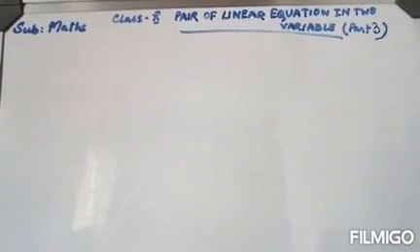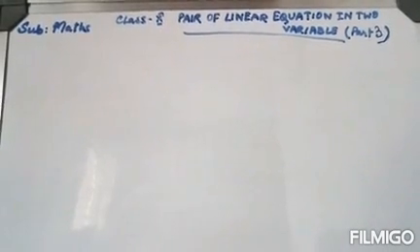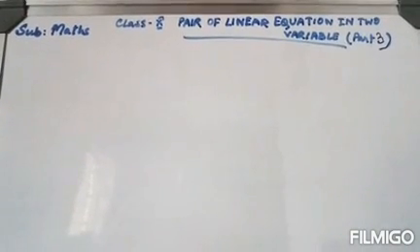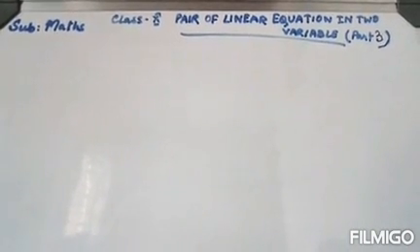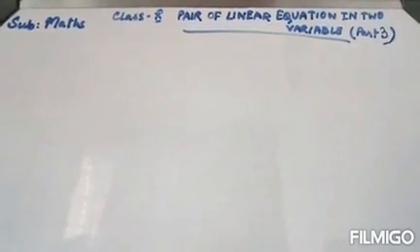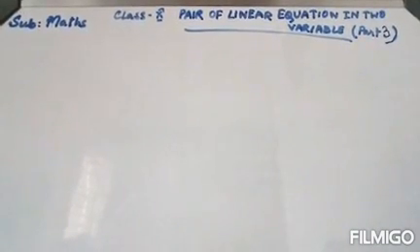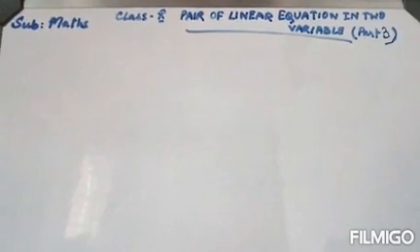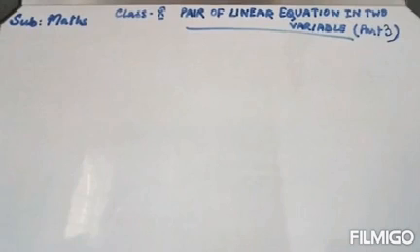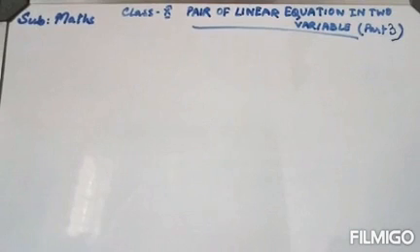Today we are going to continue with pair of linear equations in two variables. Last class we saw what linear equations of two variables are and how to plot them on a graph. Graphically we saw how many solutions are possible for a pair of equations, and we also learned how, by seeing the equations only, we can detect whether it will have a consistent solution or an inconsistent solution.